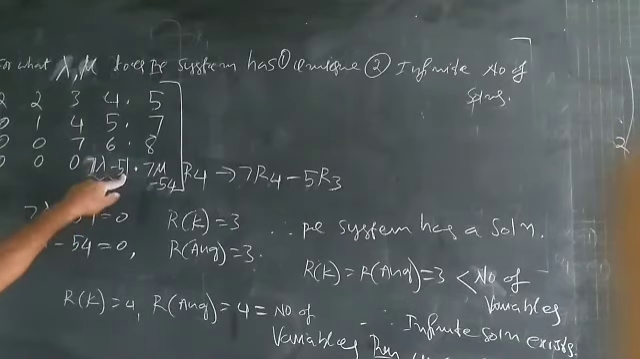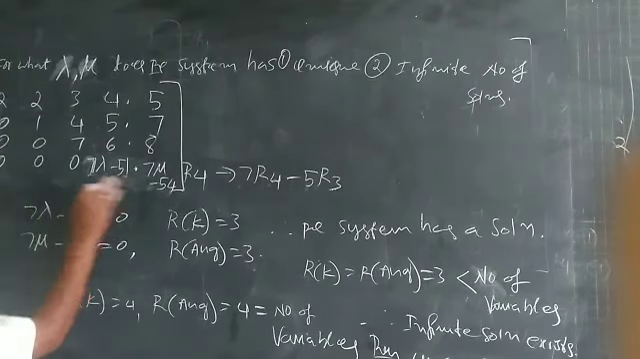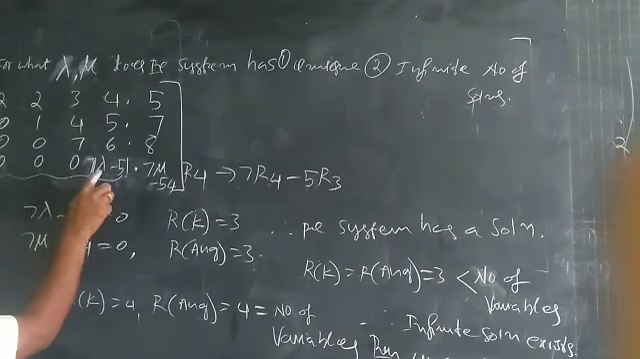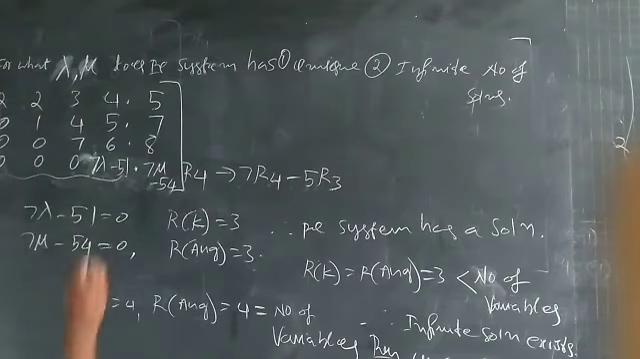This 7 lambda minus 51 should not be equal to 0. Rank of coefficient matrix: first 4 columns, either 0, either 0. Now I don't want this 7 lambda minus 51 to be equal to 0.